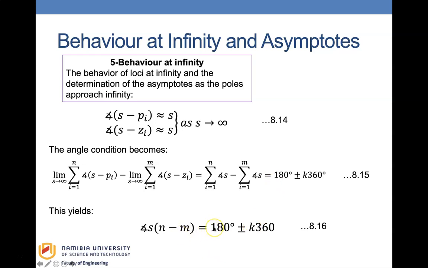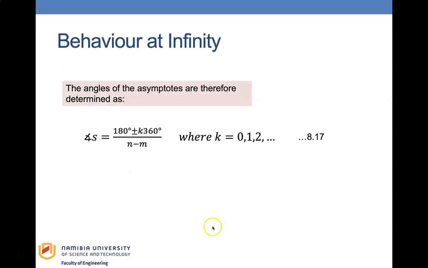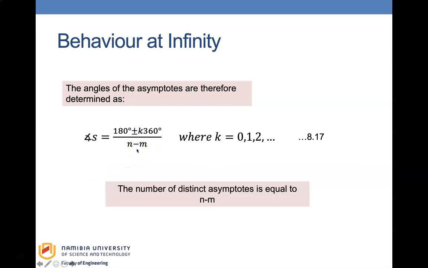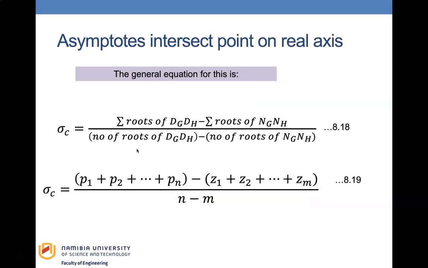The angles of the asymptotes that guide the direction of the root locus are therefore determined by equation 8.17, and the number of distinct asymptotes is given by n minus m, that is the number of poles minus the number of zeros. We can also determine where the asymptotes intersect the real axis. This is given by equation 8.18, which is simplified to equation 8.19.